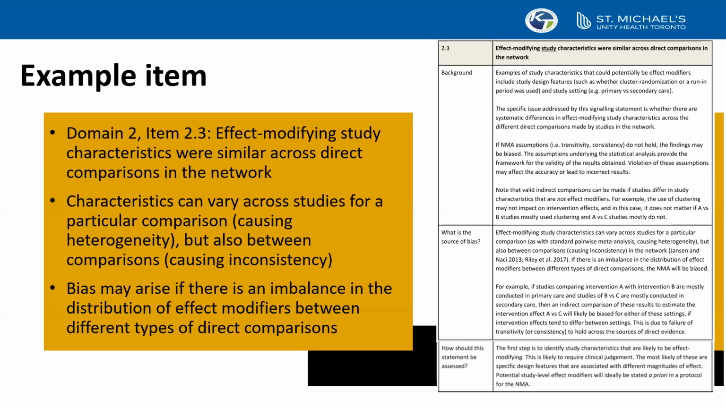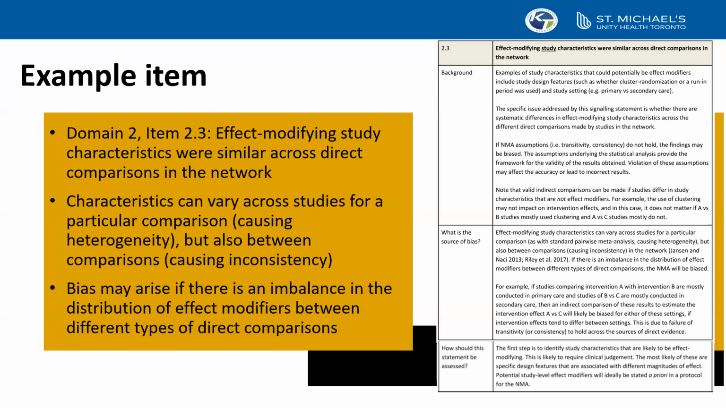For example, features such as study design, for example, cluster randomization or run-in period, and study setting, such as primary versus secondary care. One good example that I thought of yesterday is, in vaccines, for example, there might be a seasonal effect, so summer versus winter. That would go under here as well.